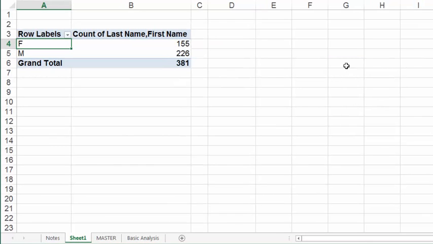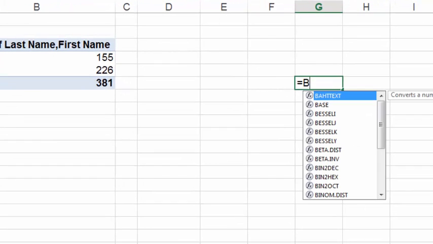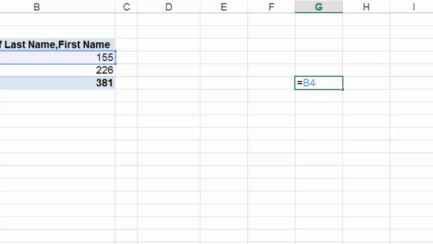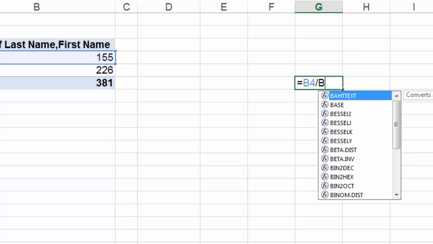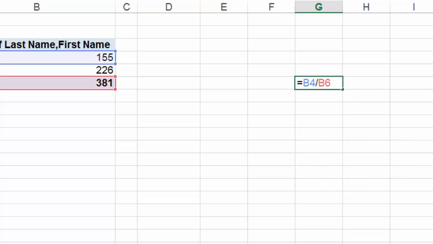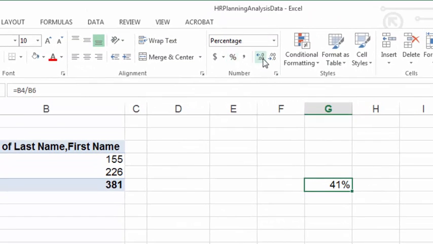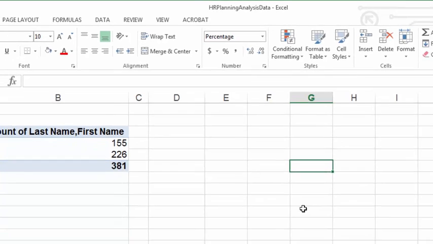Just off to the side here, I'll do a little calculation. Equal sign B4, number of females, divided by B6, which is the total number of people, and it's 40.62%. Click on it, click the percent button. You got your decimal places here, and that's a number you would use in your report. You're not going to show people this. You're going to copy and paste it, right? So let's just delete that.